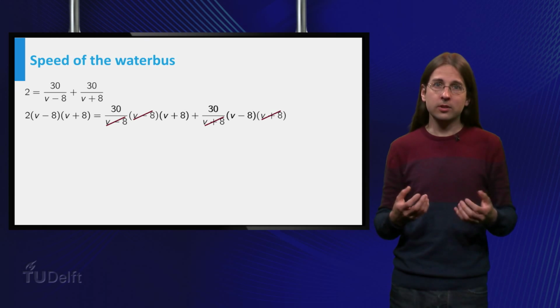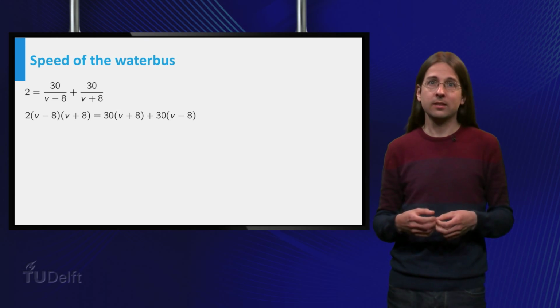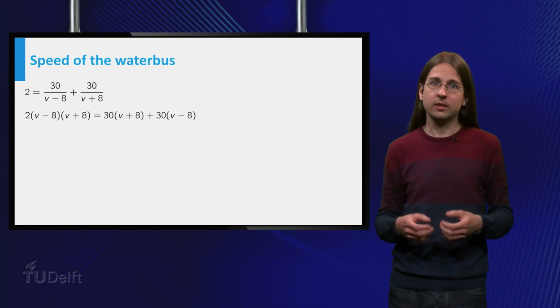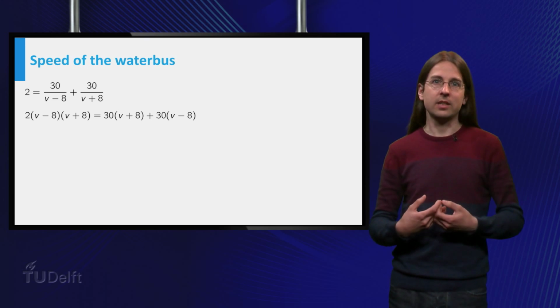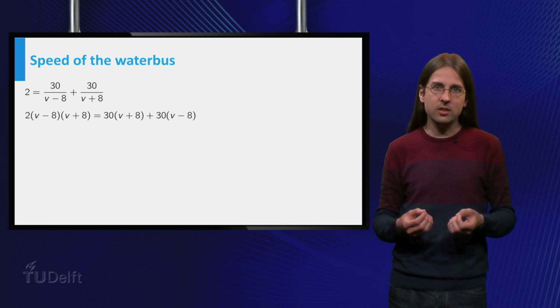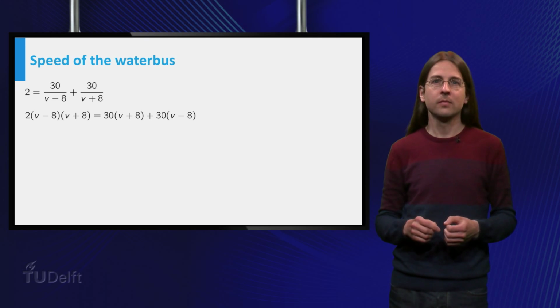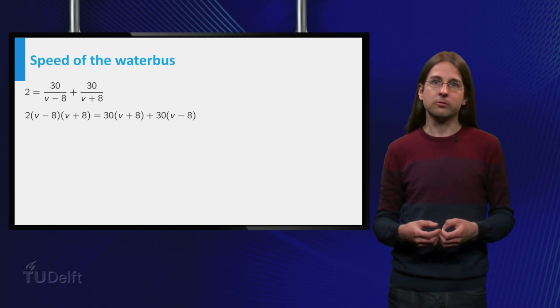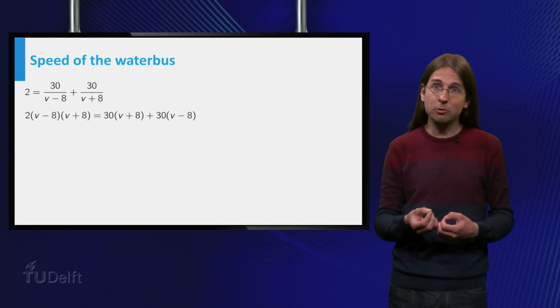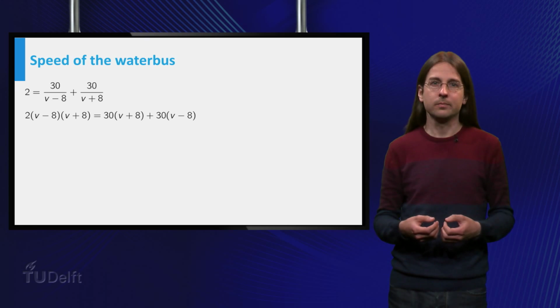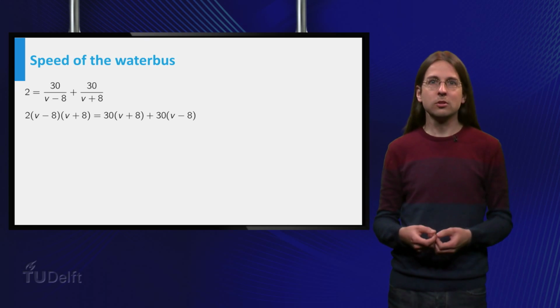This gives 2 times (v minus 8) times (v plus 8) equals 30 (v plus 8) plus 30 (v minus 8). I have not expanded yet, because factored expressions can be easier to work with. Only expand if you have a good reason. Notice that you obtain a quadratic equation upon expanding, so we can solve this equation using the quadratic formula, or by completing the square. No simple solution without expanding seems evident, so let's expand anyway.